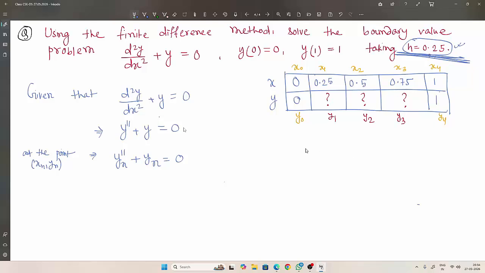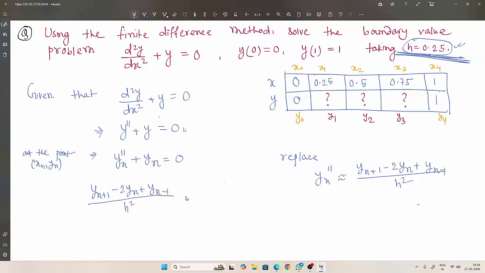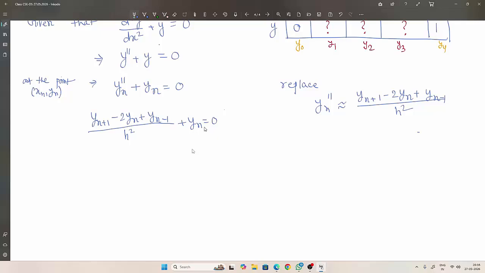Now what we do is replace this yn double prime using the difference formula, yn plus 1 minus 2yn plus yn minus 1 divided by h square. Is it clear? So whenever you get yn double prime, we will replace it in this equation. So we get yn plus 1 minus 2yn plus yn minus 1 divided by h square plus yn equal to 0. Now take the LCM and simplify it. If you take h square as the LCM, then you will get yn plus 1 minus 2yn plus yn minus 1 plus h square yn equal to 0.